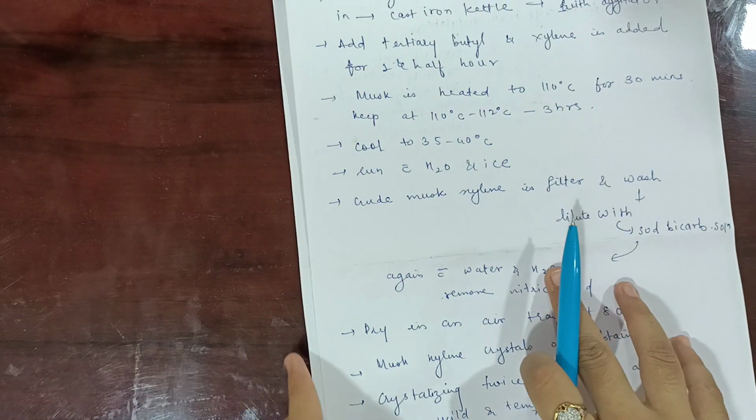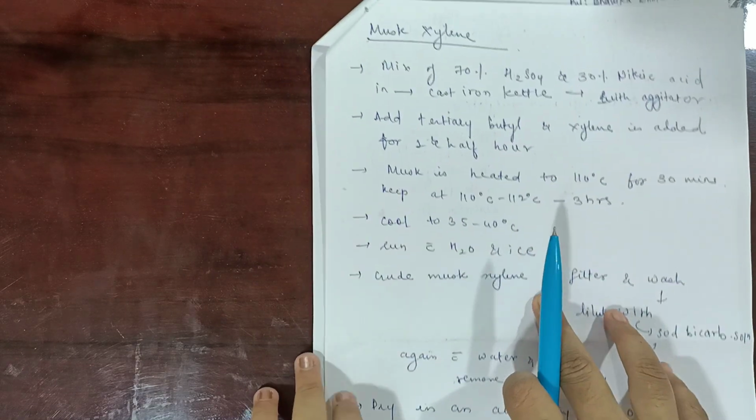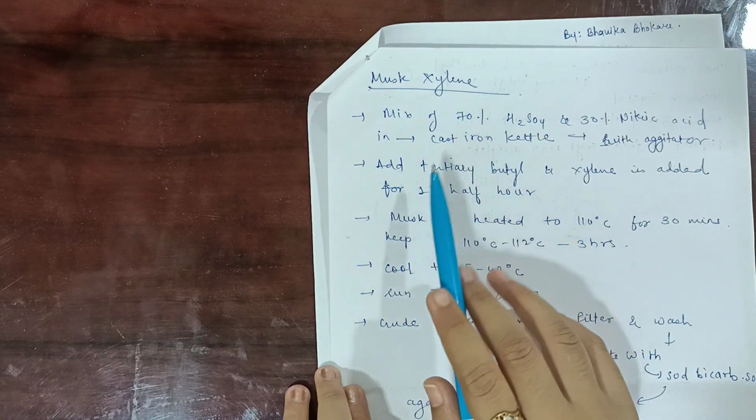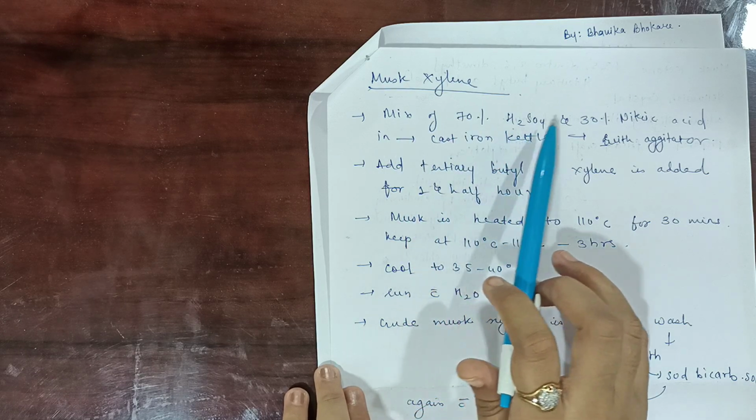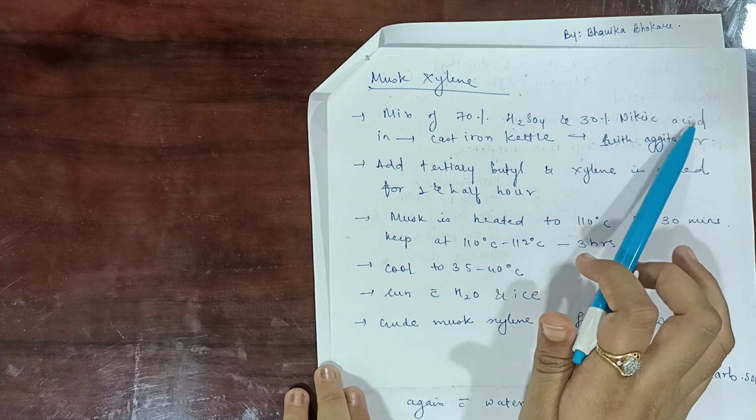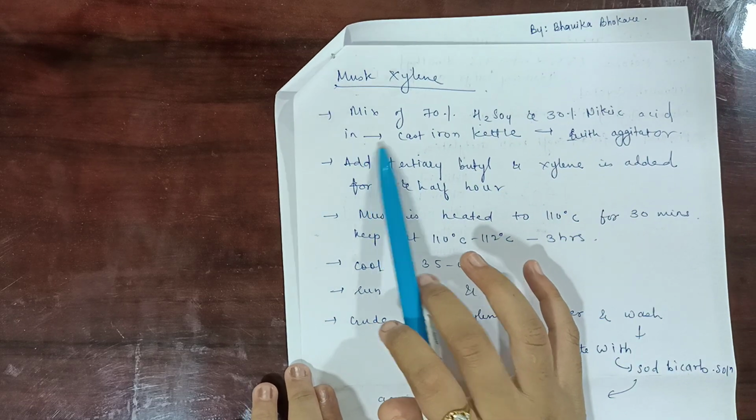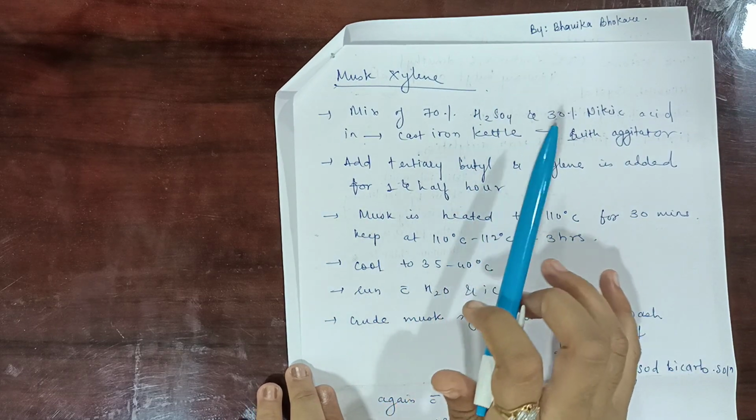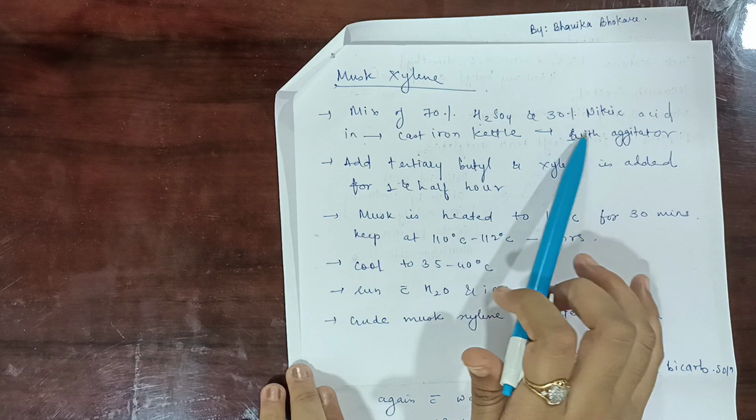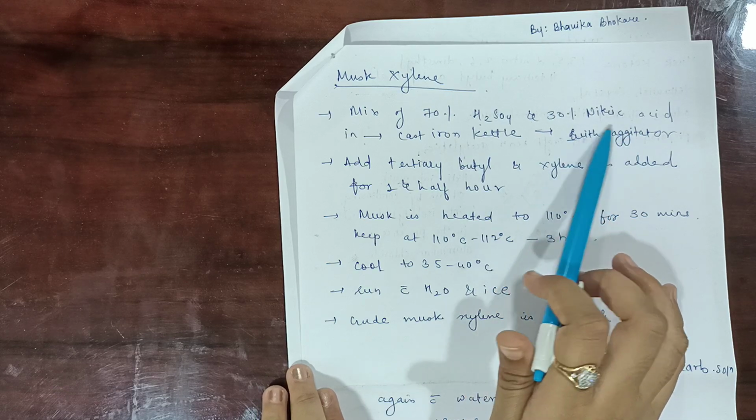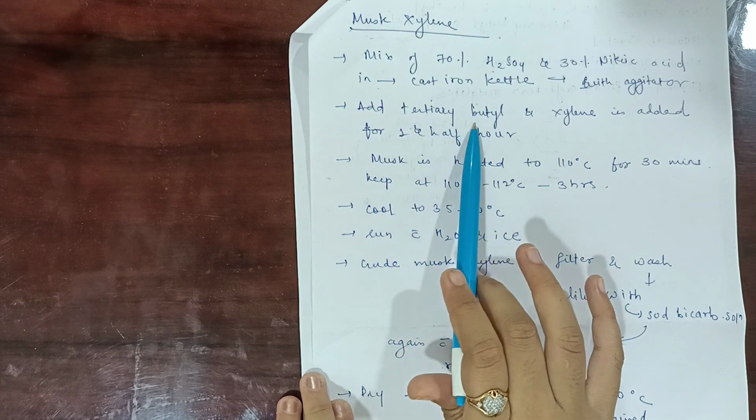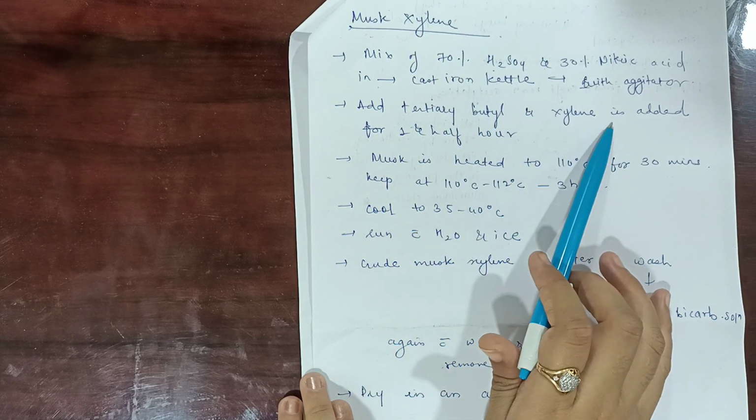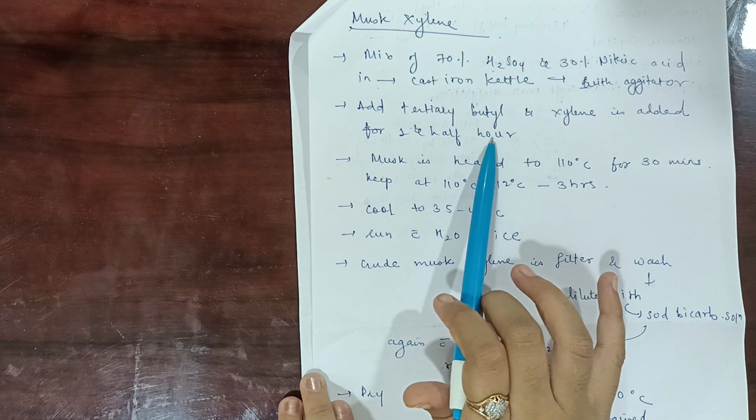Then next is musk xylene. Now in musk xylene, what is the process? A mixture of 70% H2SO4 and 30% nitric acid. You have to take this in a cast iron kettle, which is equipped with an agitator. To this mixture, what do you have to add? You have to add tertiary butyl xylene over 1.5 hours.